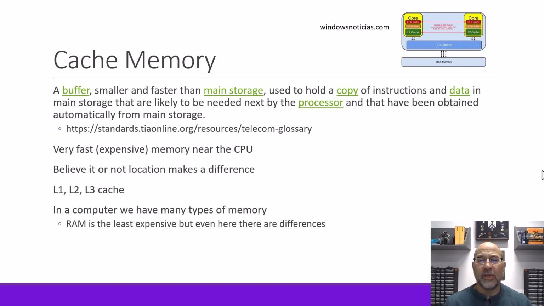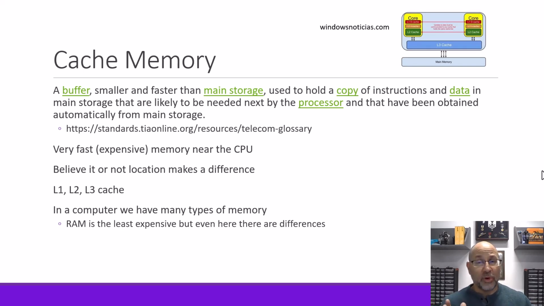Buffer: smaller and faster than main storage. In a computer, you have your hard drive, whether SSD or rotational, then RAM, and then memory that's close to the processor, your L1, L2, L3 sometimes. On top of that, every time you put a card in your machine, it also has memory and processing capability. This is used to hold a copy of instructions and data in main storage that are likely to be needed next by the processor. Main storage here might be something moved into RAM but outside of the cache, and then we move it into cache and it's acted on right away.